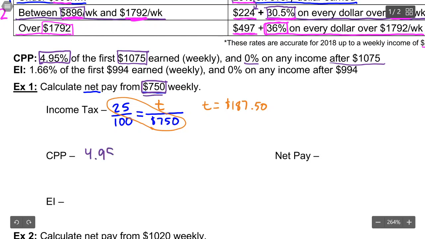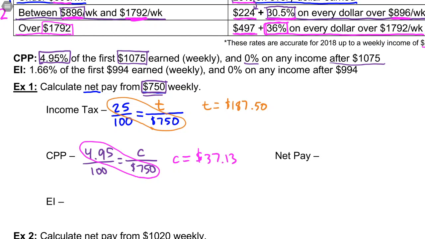4.95% on the whole 750. Let's call this C, I guess, for CPP. And when you cross multiply and divide, 4.95% of your $750 income gives you a CPP of, sorry, that should be $37.13 if you round correctly.